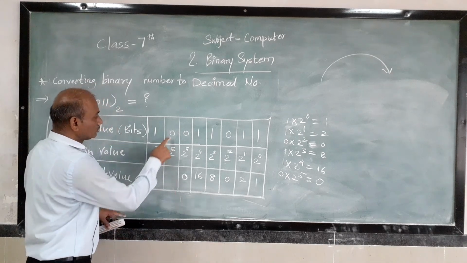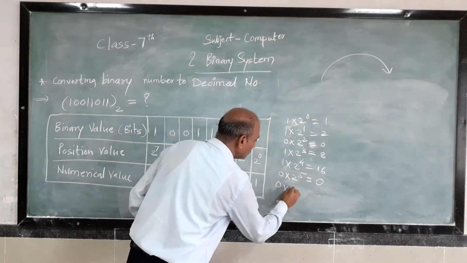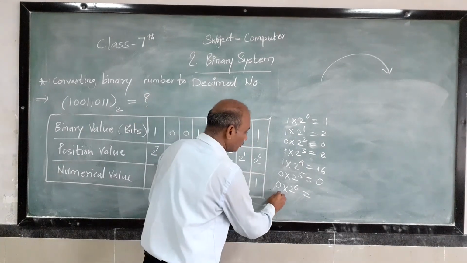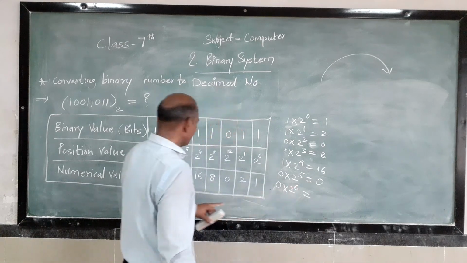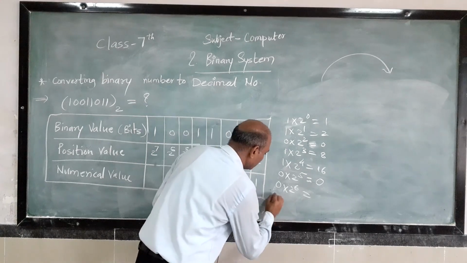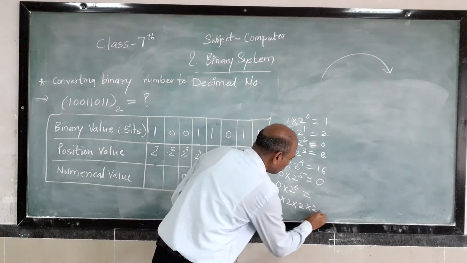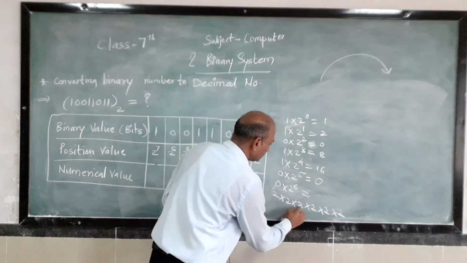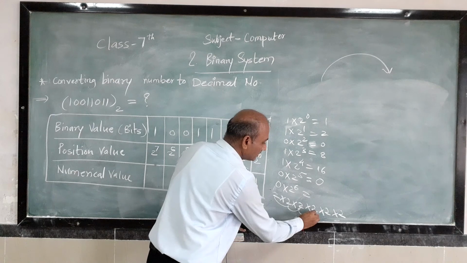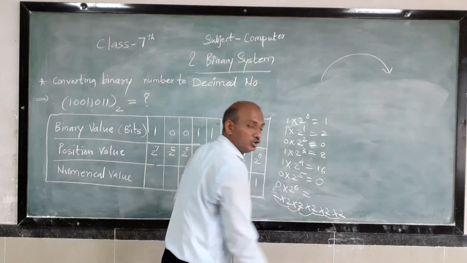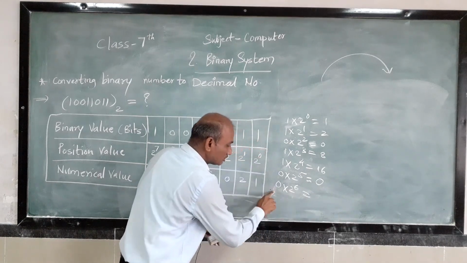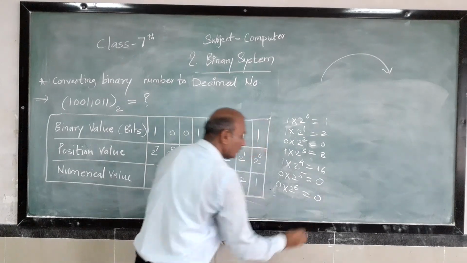Okay? Now, 0 into 2 raised to 6. What will come? 2 raised to 5 is 32. 32 means 2 multiplied 5 times. For 2 raised to 6, count 1, 2, 3, 4, 5, 6. 2 into 2, 4. 4 into 2, 8. 8 into 2, 16. 16 into 2, 32. 32 into 2, 64. 64 into 0, 0.